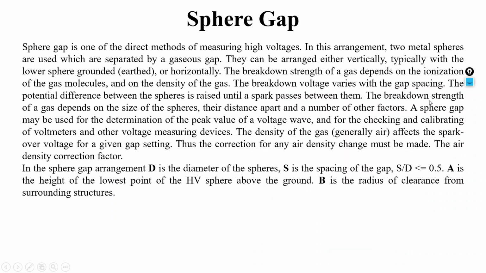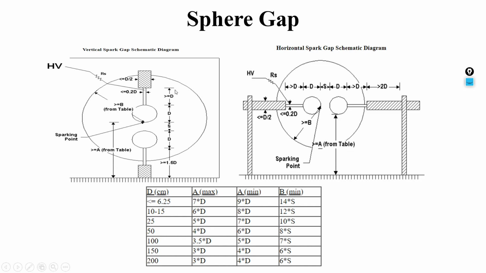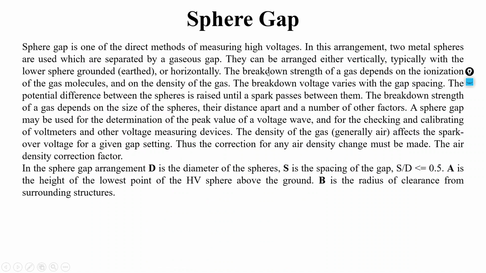Then we'll move to the next point, that is the measurement of high voltages with the help of sphere gap. So the figure of the sphere gap is this. You can see the sphere gap arrangement is shown. There are two types of arrangement over here: one is the vertical arrangement and the other is the horizontal arrangement. In this case, metallic spheres are used for the formation of the sphere gap.